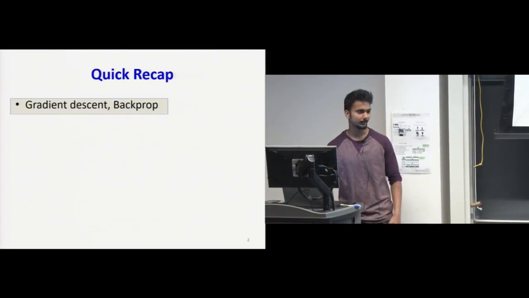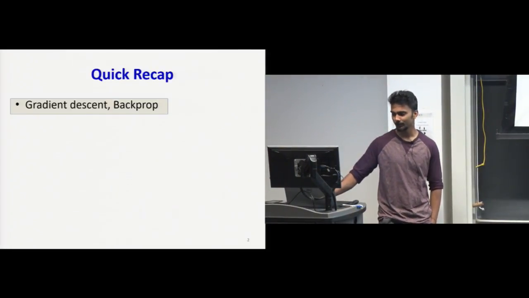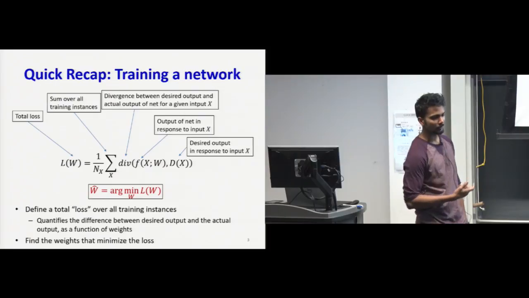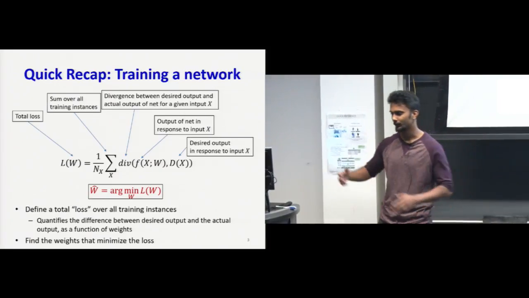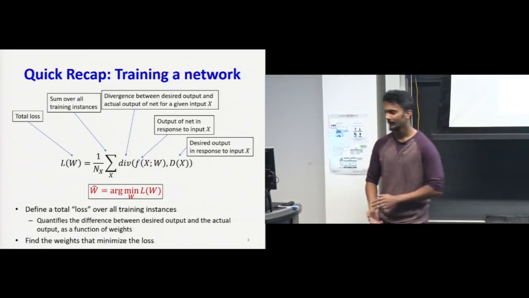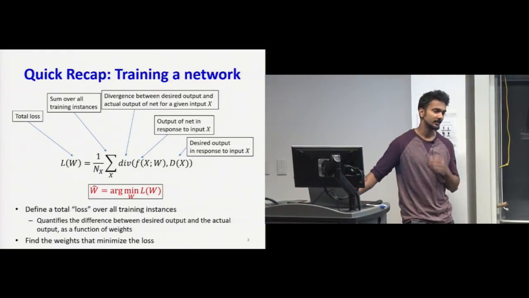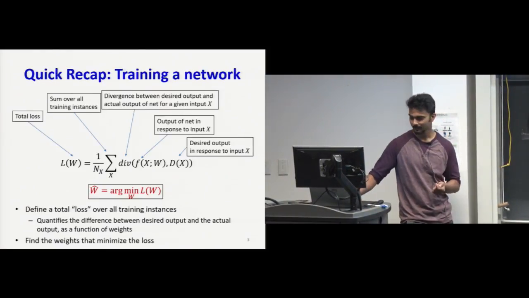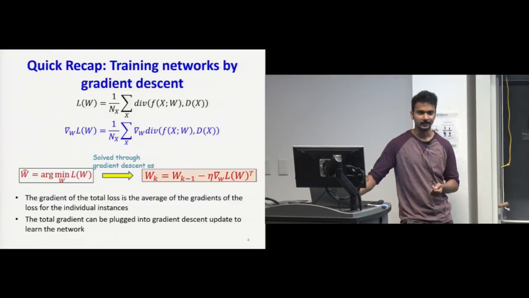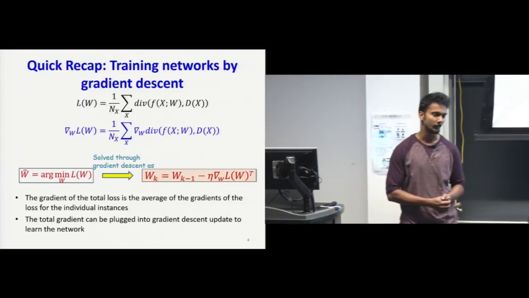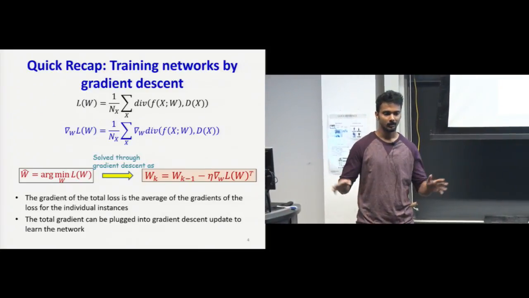So a quick recap. We've looked into how gradient descent works, the backprop, the forward prop. Use a divergence function to compare the obtained outputs with the expected outputs, and then you propagate that error back through the network. And then you try to minimize the function by updating the weights and biases. And finally, you keep iterating the training until you get an approximate function which gives you optimal results.